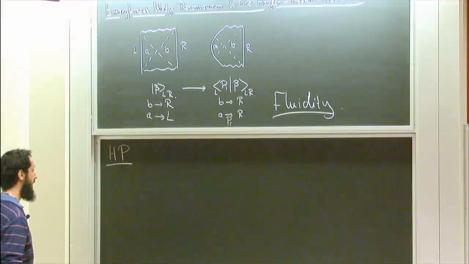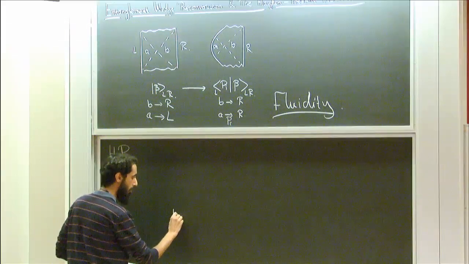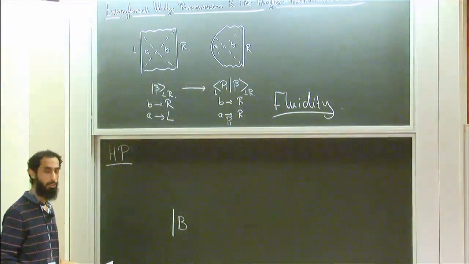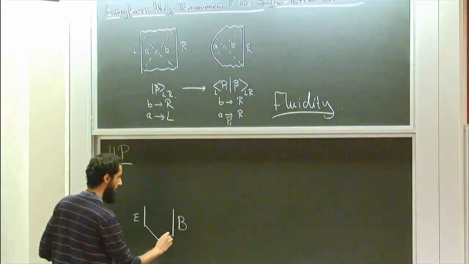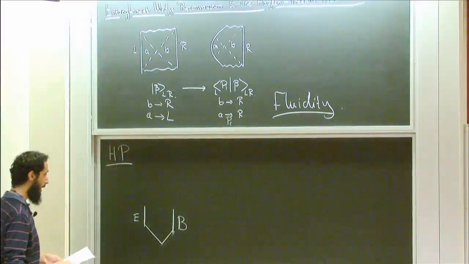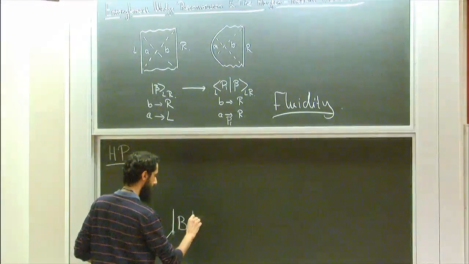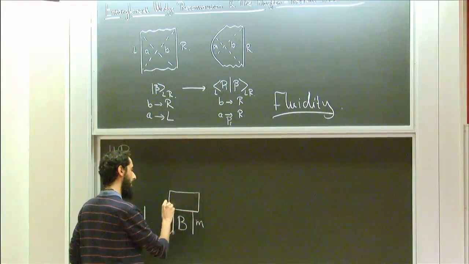So what did they say? They said, consider an evaporating black hole B that becomes maximally entangled with the early radiation. That's E. So the black hole is now sort of at the Page time. And then throw a message into this black hole, M, which falls in and scrambles.